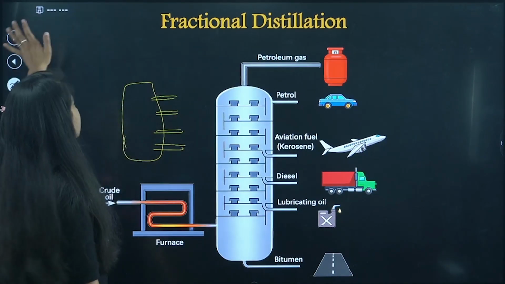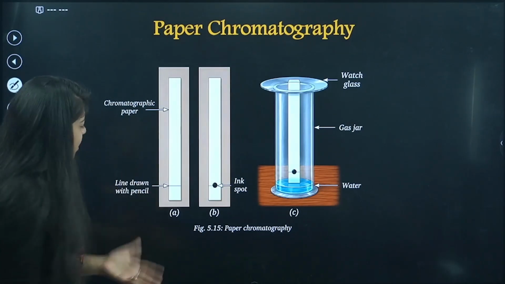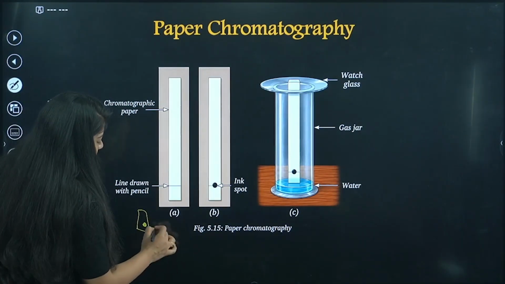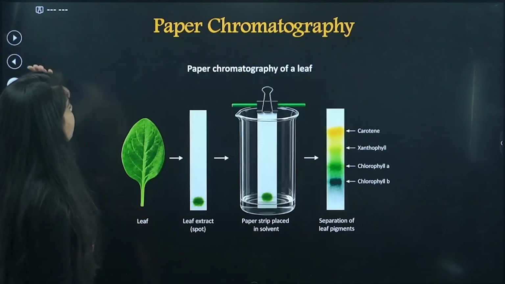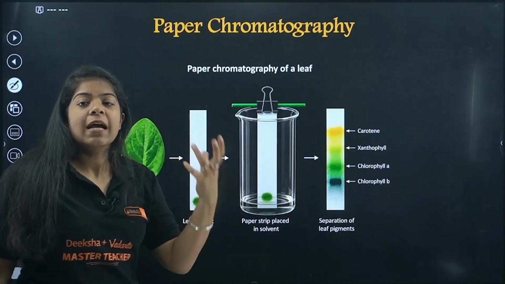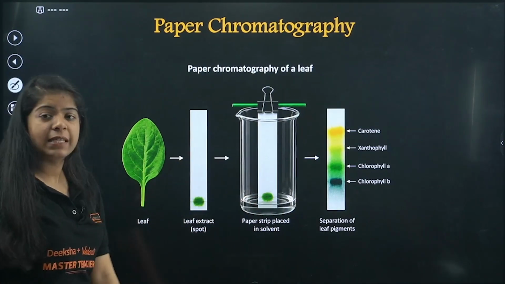Very important. Next beta we have your paper chromatography. Very easy. Just make a strip of paper, make a dot, and then show that it is kept inside the water, right? That's it. Then beta we have the same paper chromatography but used in the leaves. Now that is something you can easily make.